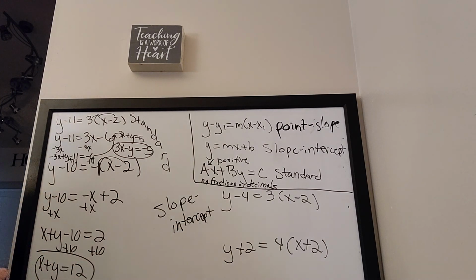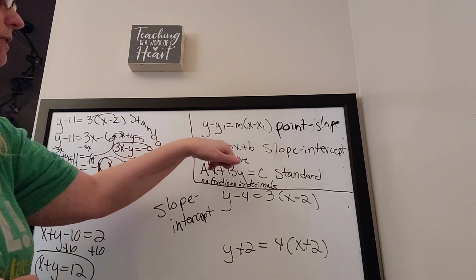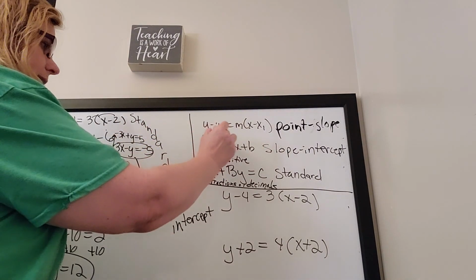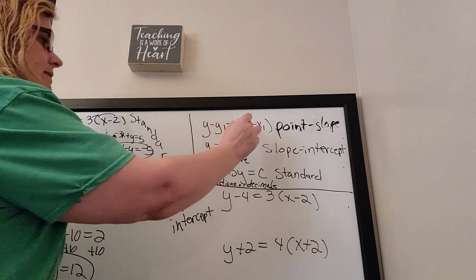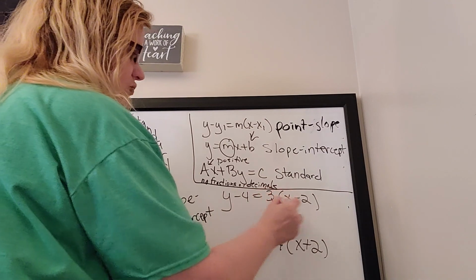Point slope to standard. Now we're going to go from point slope to slope intercept. Y equals mx plus b. M is the slope, and b is the y-intercept. So same thing here. I'm going to go ahead and do distributive first.